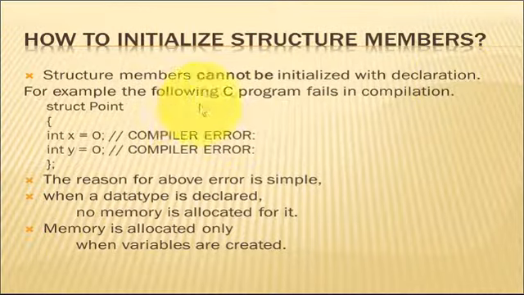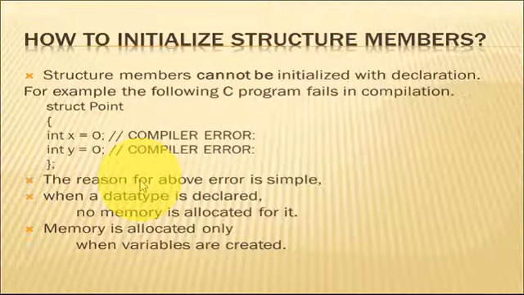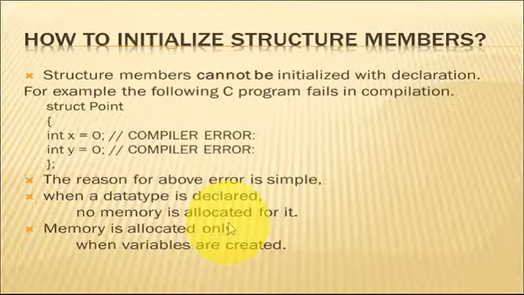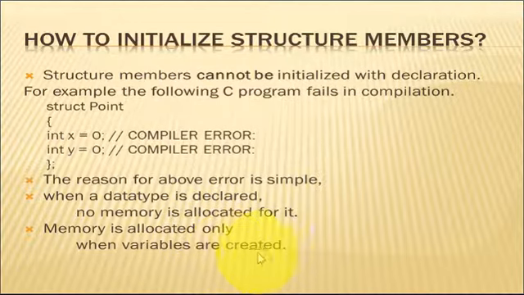Because here you can see struct point, int x equal to 0, int y equal to 0. Here it will show an error if you compile, because the structure will not allocate any memory during declaration. It will allocate only when the variables are created. When a data type is declared, no memory is allocated for it. The memory is allocated only when the variables are created.